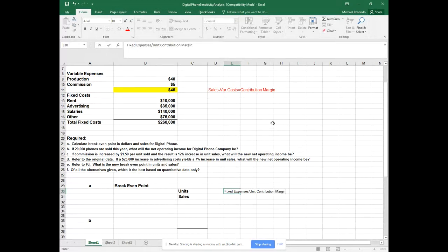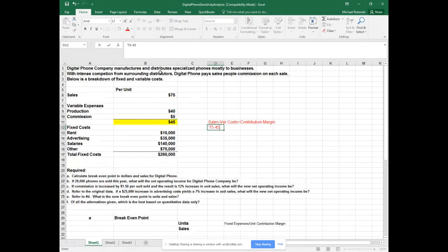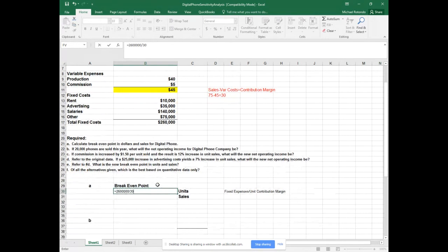Okay, and we already calculated that up here, or we should calculate it up here. So it's going to be the 75 minus the 45, right? Our sales minus our variable costs. So our contribution margin is going to be $30 per unit. So we know our fixed expenses are $260,000. We divide that by the contribution margin of 30. We're going to get 8,000. Should be 8,000. We got an extra zero here.